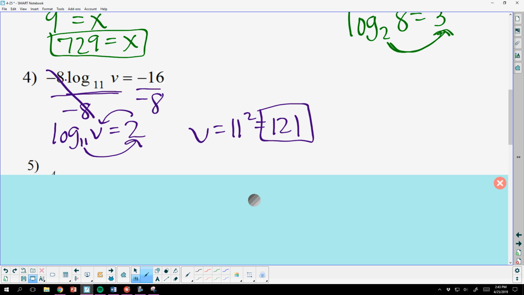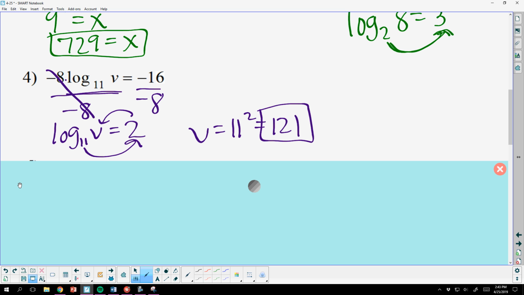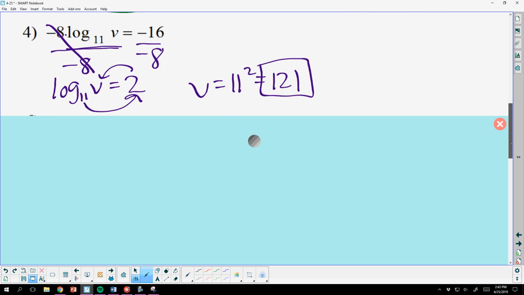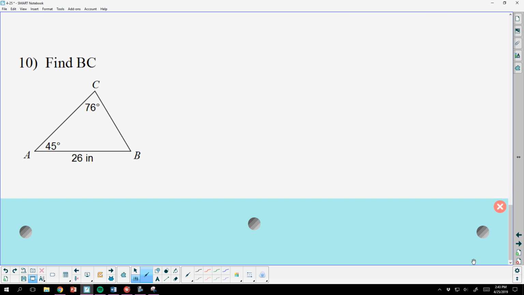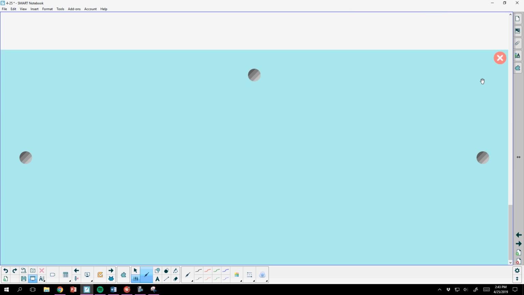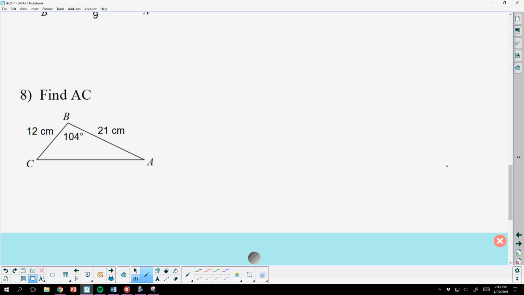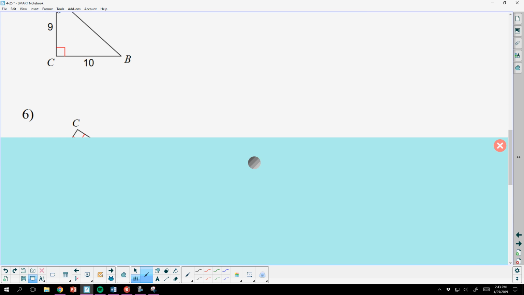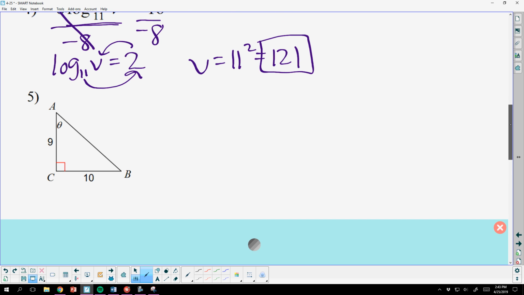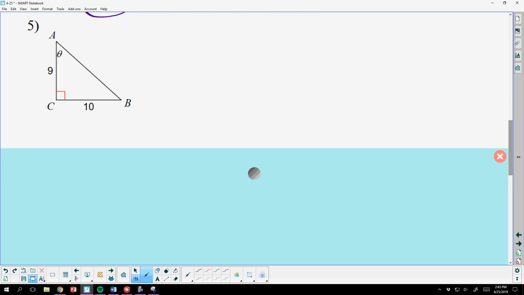Okay, so questions on logarithms then. You're good? All right, now let's draw this right triangle. Let's review. Sorry, you will probably have 2 pages of notes today, which is fine. Hold on, this is number 5, right? Okay, here we go. Draw that triangle.